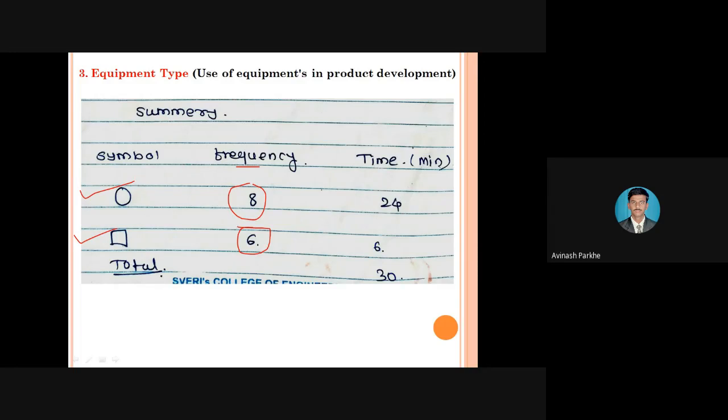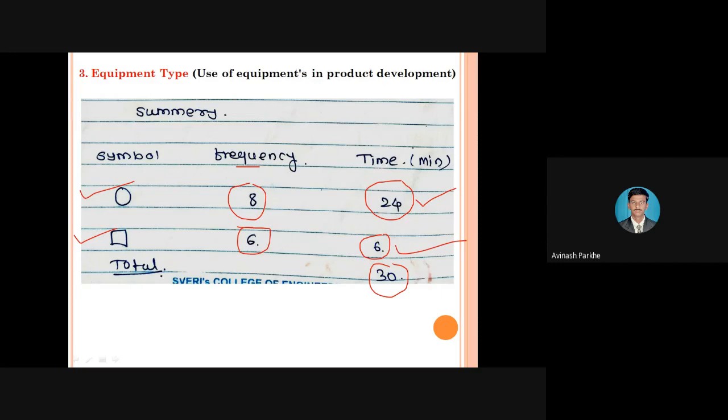But to perform the operations, how much time is required? A total of 24 minutes are required to perform the operations, and a total of 6 minutes are required to perform the inspection. That means maximum time is required for the operations, and for inspection, only 6 minutes are required. A total of 30 minutes are required to convert the raw material into the finished products or the finished goods.